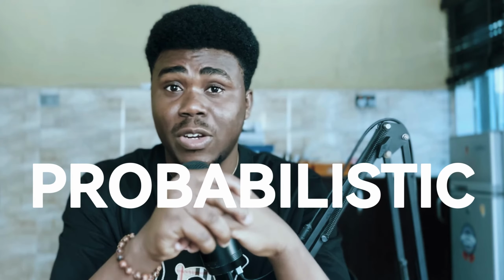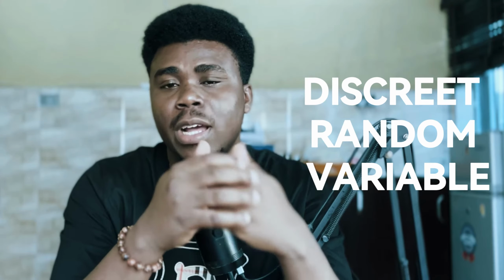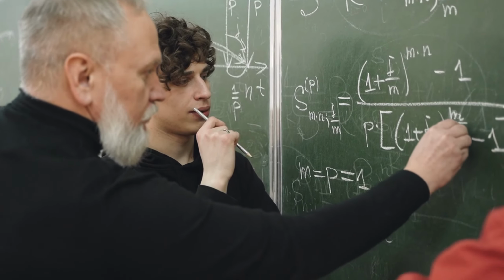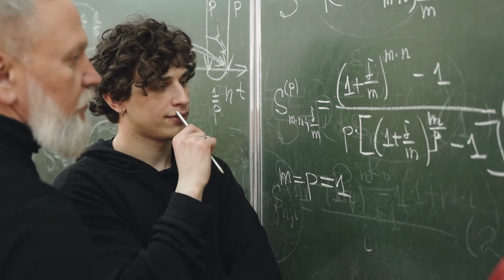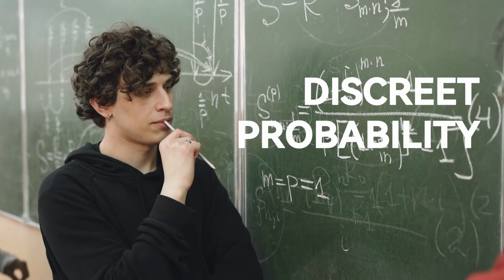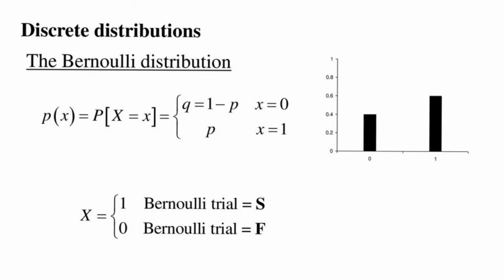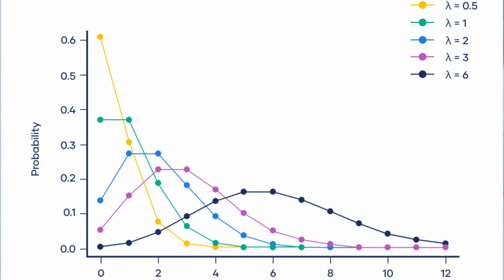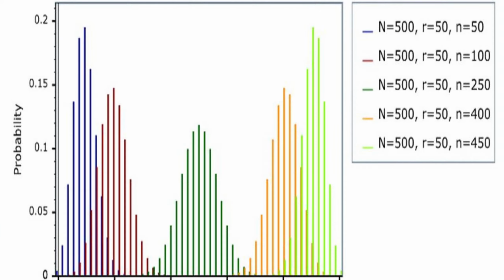Whenever this variable that is countable, that is discrete, now has a probabilistic value attached to it, then we have what we call a discrete random variable. The mathematical distribution that helps us calculate the probabilistic value attached to any discrete random variable is what we call a discrete probability distribution. There are several types: the Bernoulli distribution, the binomial distribution, the Poisson distribution, the negative binomial distribution, and the hypergeometric distribution, just to mention a few.